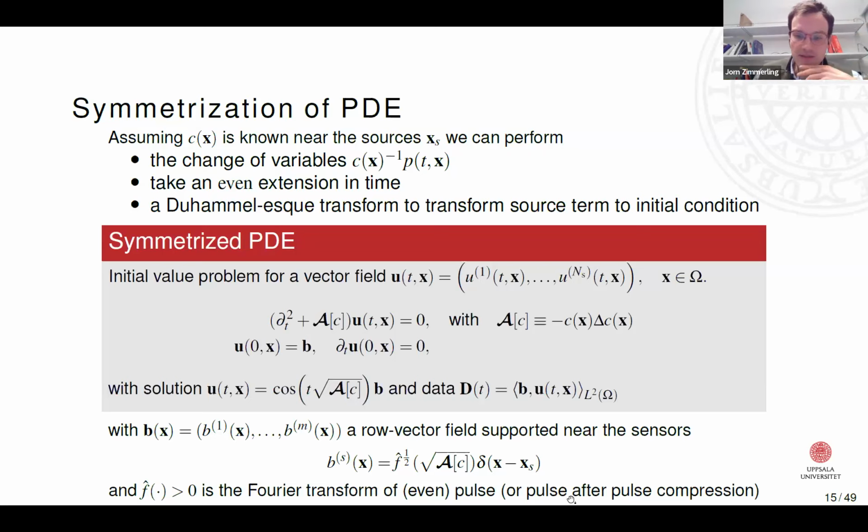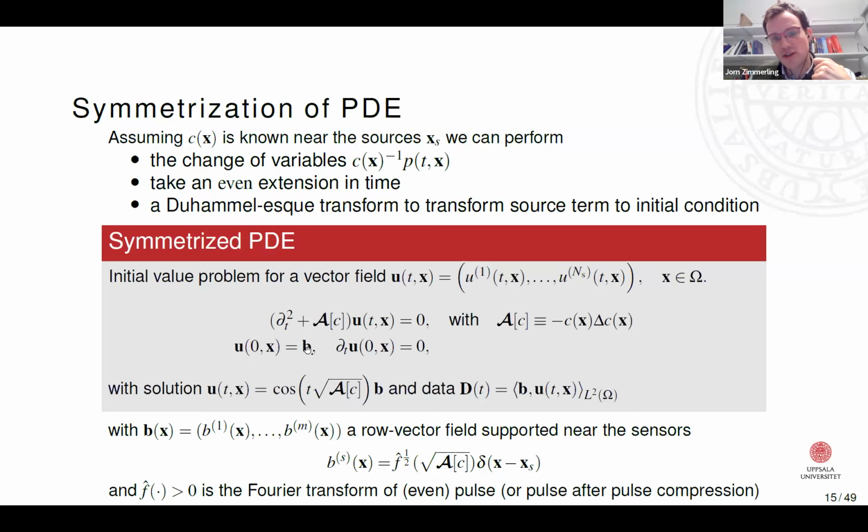If your pulse is not even, you can just convolve with the time-reversed variant of your pulse and do a pulse compression, and then you have effectively an even pulse. So why do I do all of this symmetrization? All the algebra will be much easier because our Green's function is now a cosine of an operator, and our operator is symmetric. And also our data acquisition is symmetric.